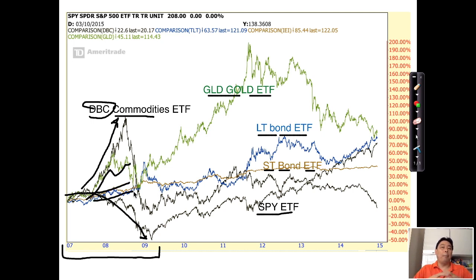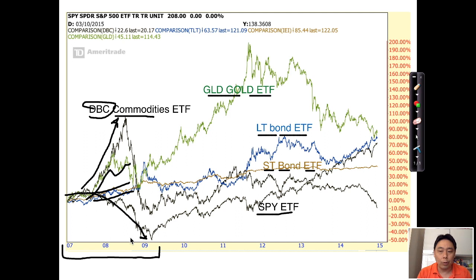So in other words, if you held a portfolio of stocks and bonds and gold and other commodities, you'd find that during the financial crisis, the gain in commodities, the gain in gold, the gain in bonds would have offset the loss in stock. So you still make a net gain.